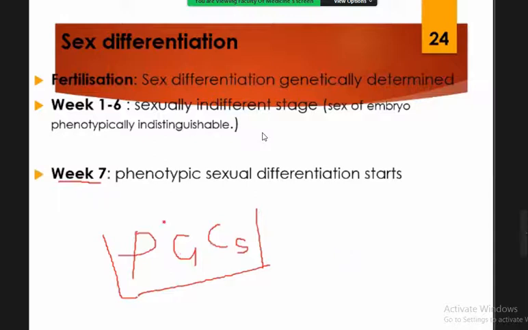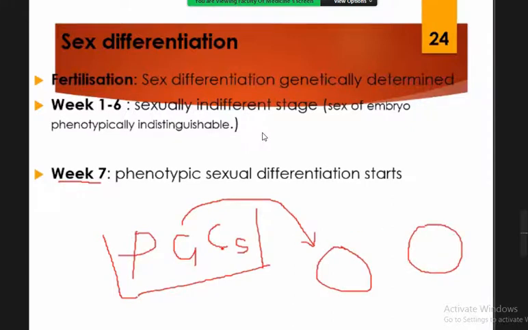But at week 7, these primordial germ cells have migrated from their storage point and they are entering the gonads. So the moment they enter the gonads, the primordial germ cells that are coming will either be carrying the X component or they will be carrying the Y component.